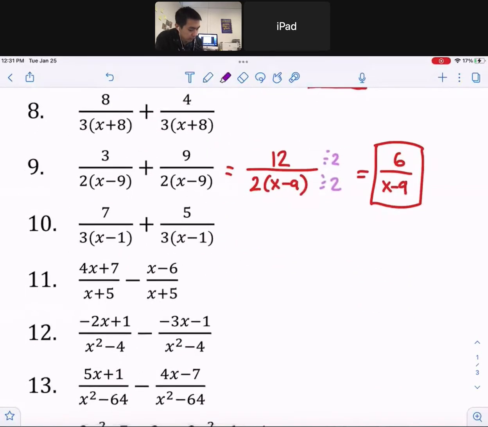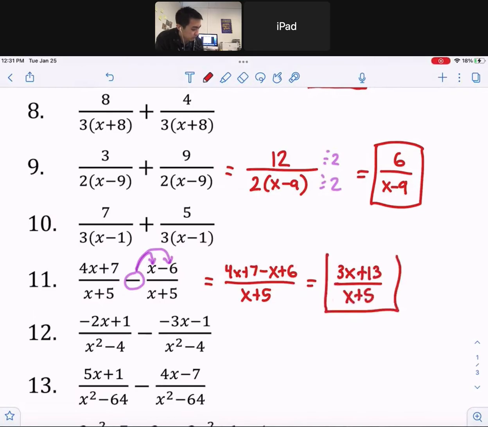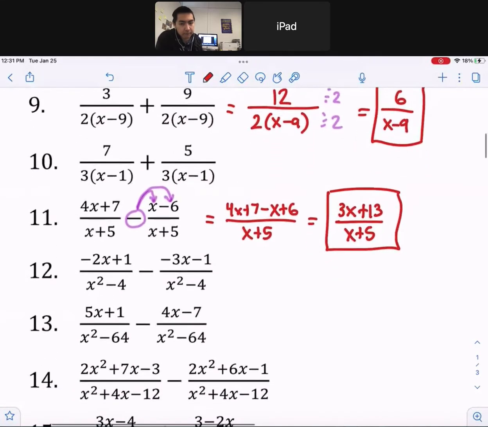11, now again, there's a subtraction sign, so you have to distribute it to both of these. Same denominators, so we can subtract them from each other. So all over x plus 5. 4x plus 7 minus x, negative times a negative 6 is positive 6. And then combine like terms. 4x minus x is 3x. 7 plus 6 is 13. All over x plus 5. And we can't simplify the top, so that's where we're going to have to just keep it.